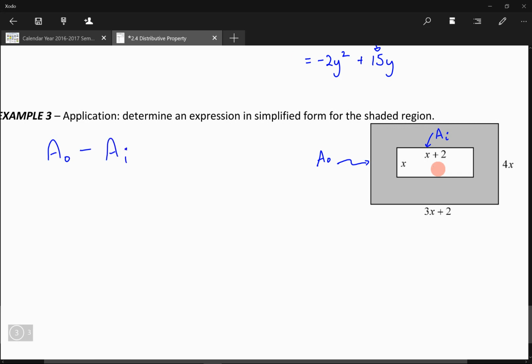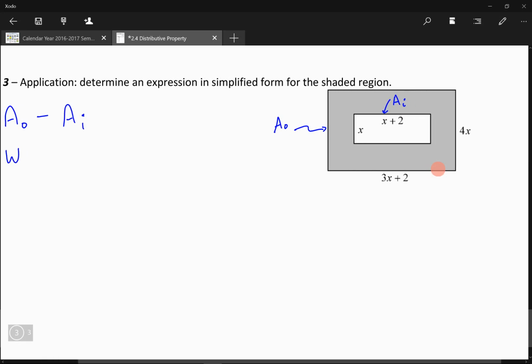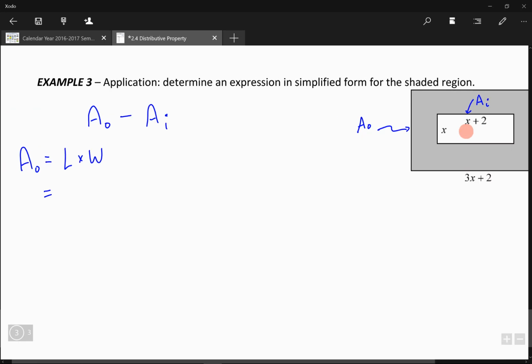But first I need the area of the outside. The area of the outside is equal to length times width, and I'm going to use expressions since I have no numbers. The length is 3x plus 2 and the width is 4x. So 4x times 3x plus 2. Use the distributive property. 4x times 3x is 12x squared. 4x times 2 is 8x.